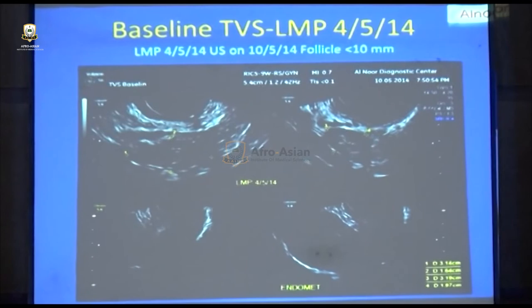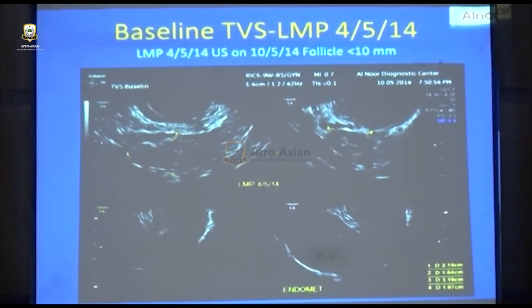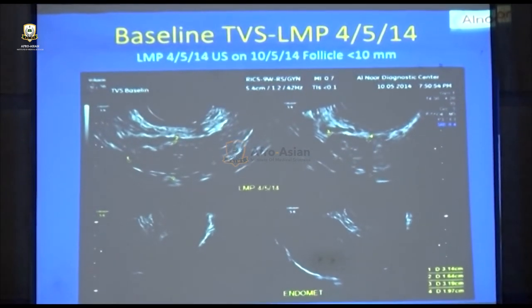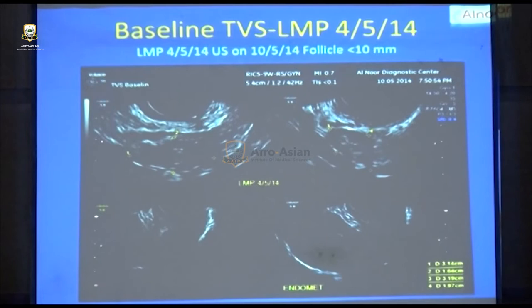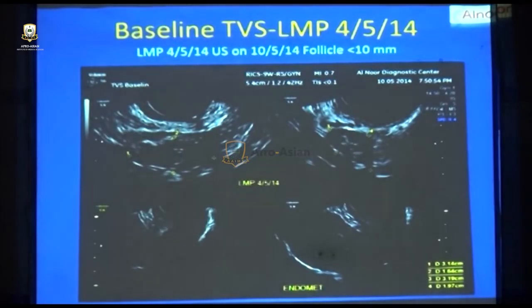There should not be any follicle more than 10 millimeter or 10.5 millimeter at the end of the menstrual cycle. That is the minimum level of follicle which every lady who is fertile and has a normal cycle has. And that is because of the minimum hormone level, 200 to 300 nanogram, and that 200 nanogram is going to show follicles of about 10 millimeter maximum. More than 10 millimeter needs follow-up.